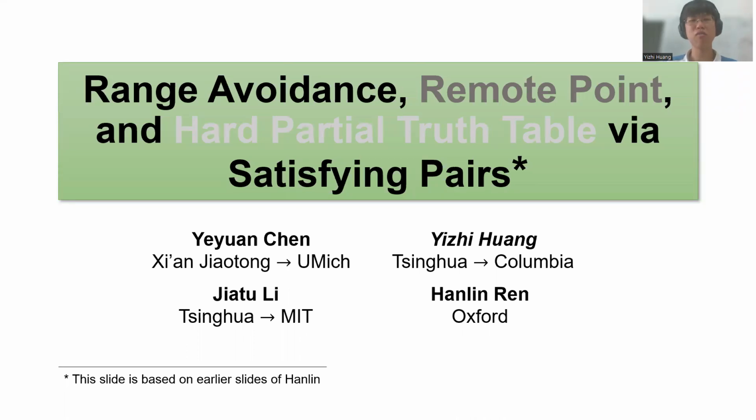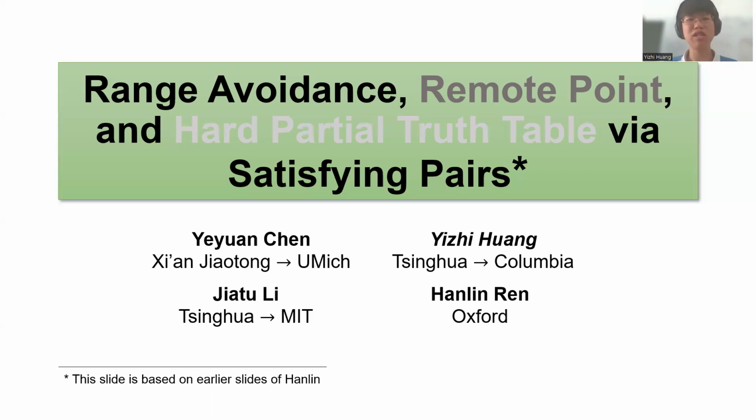This talk is about our work, range avoidance, remote point, and hard partial truth table via satisfying pairs. This is a joint work with Yeyuan Chen, who is from Xi'an Jiaotong University and is going to University of Michigan to start his PhD study this year. And Jiatu Li, who is also from Tsinghua and is going to MIT for PhD. And Hanlin, who is a PhD student at the University of Oxford.